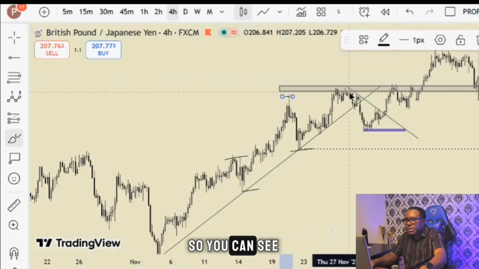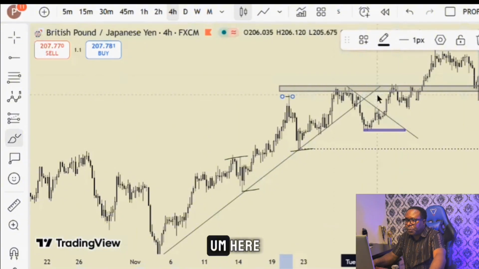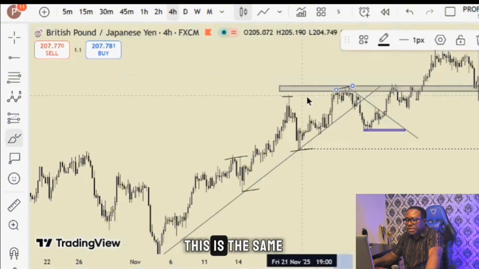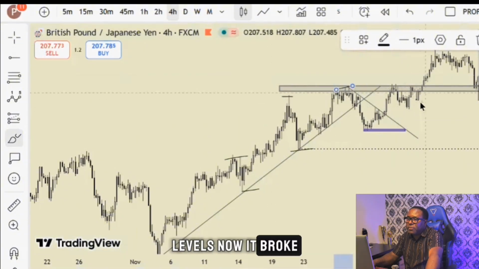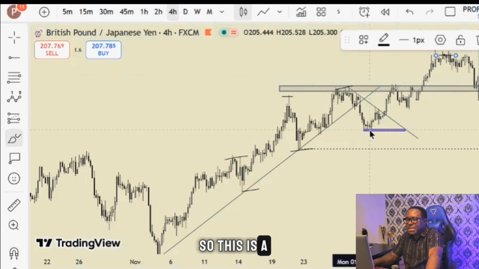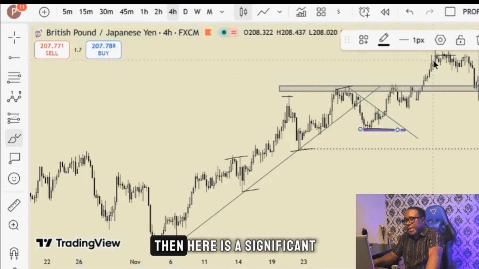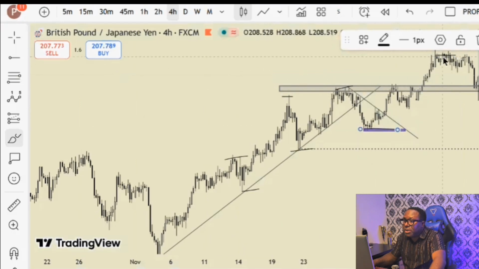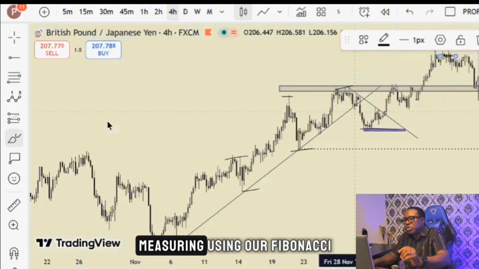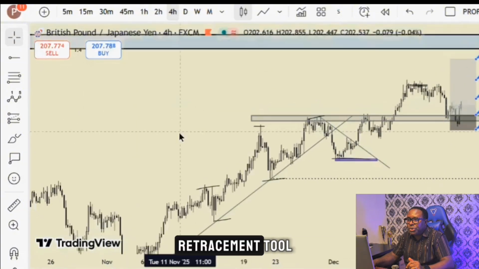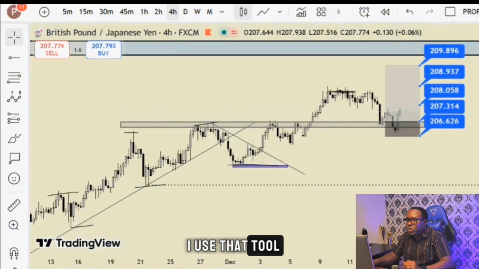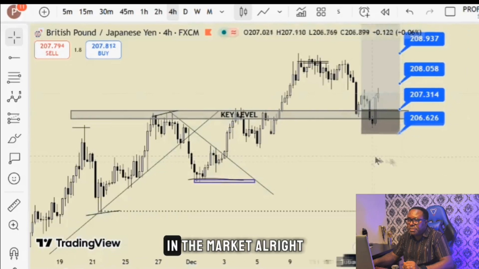All right, so you can see here these are the same levels. Now it broke from this point and got here. So this is a significant swing low, and then here is a significant swing high. So we're going to be measuring using our Fibonacci retracement tool. I use that tool a lot of times in the market.